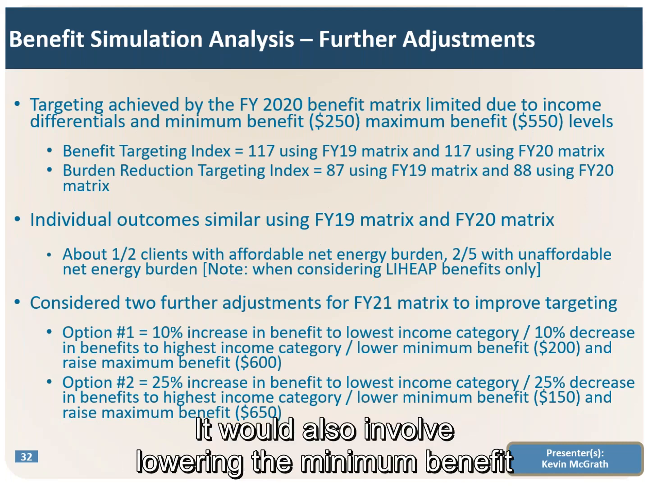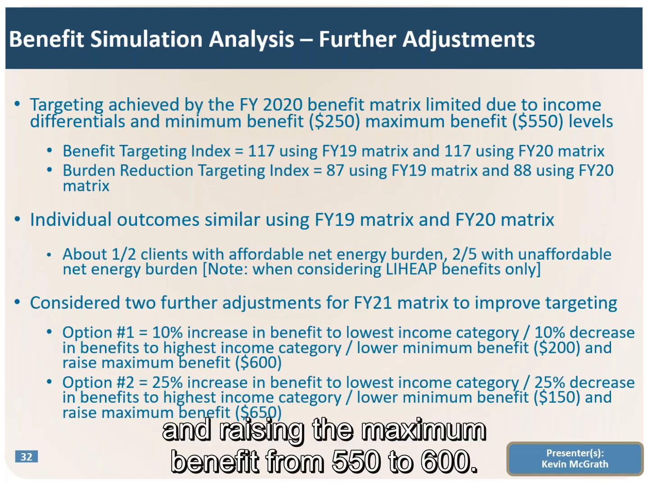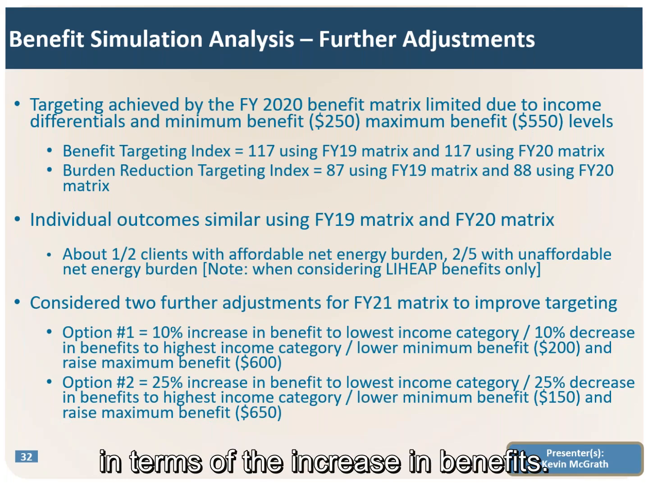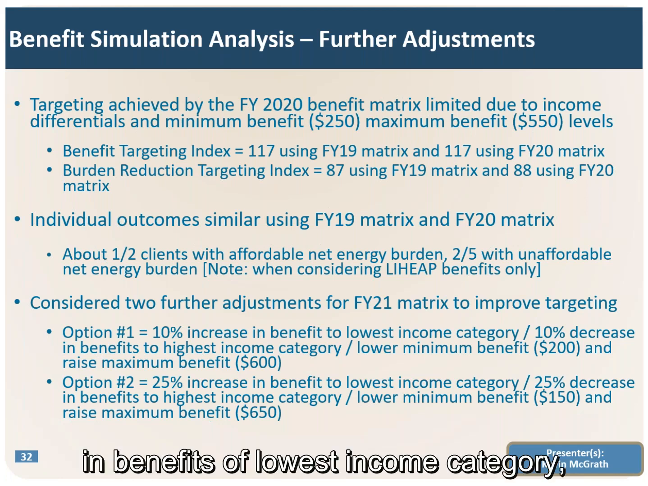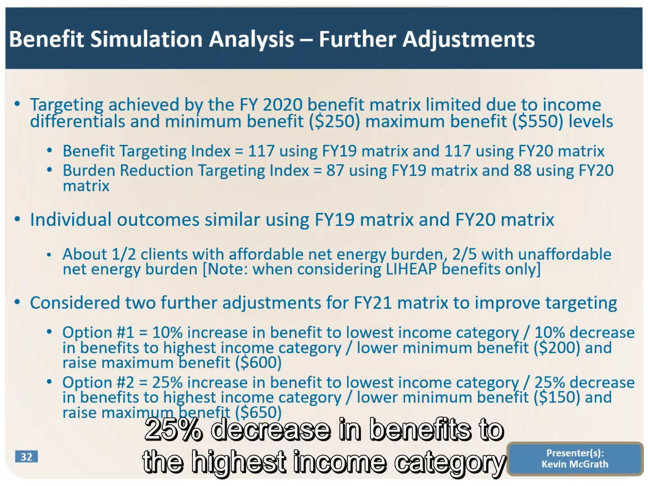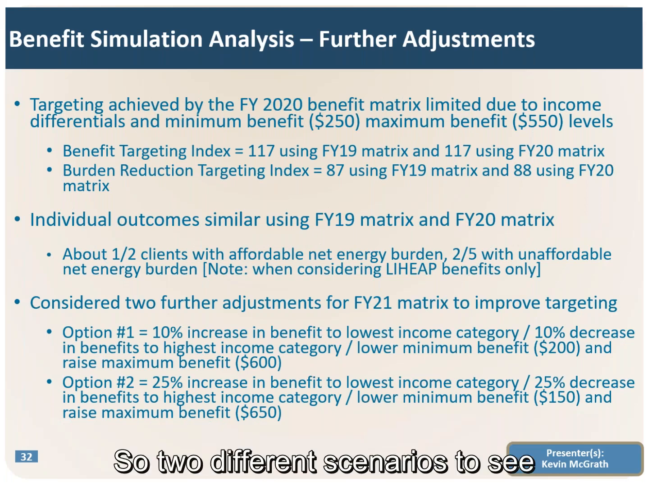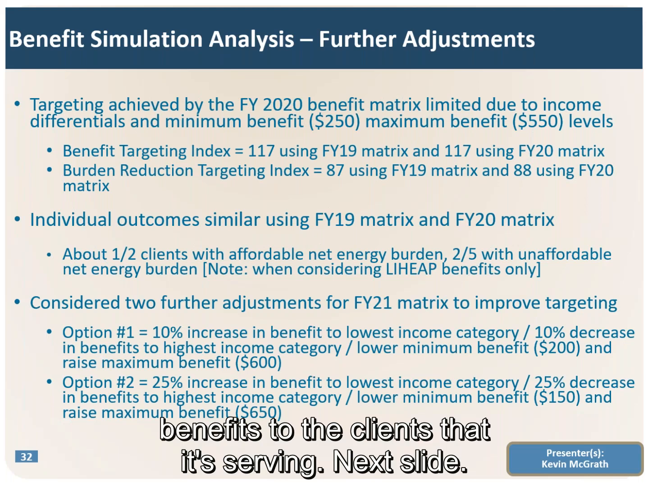It would also involve lowering the minimum benefit from $250 to $200 and raising the maximum benefit from $550 to $600. Option 2 was a bit more aggressive in terms of the increase in benefits. So it would be a 25% increase in benefits to the lowest income category, 25% decrease in benefits to the highest income category, and a lower minimum benefit and a higher maximum benefit. So 2 different scenarios to see how can the program potentially better target benefits to the clients that it's serving.